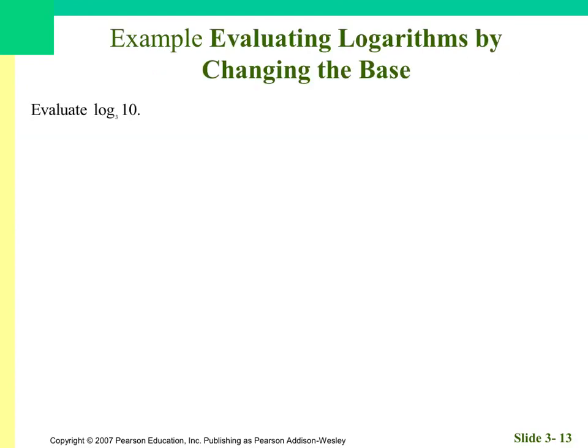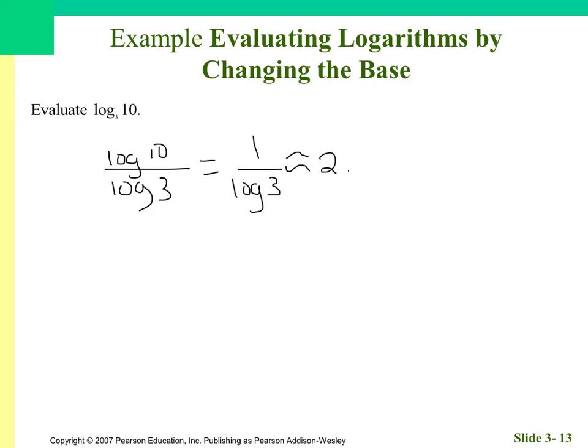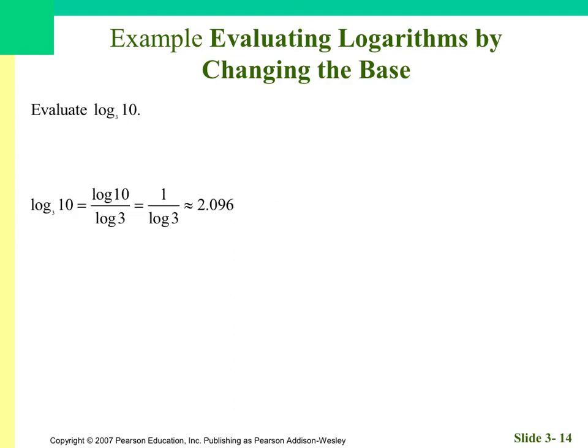So evaluate this. Okay, so you do log of 10 divided by the log of 3. Well, I know the log of 10 is 1. So let's see. 1 divided by the log of 3. I have approximately 2.10 since I rounded. Let's see. They have 2.096, so they rounded later, but yeah.